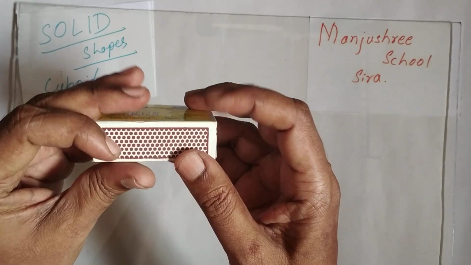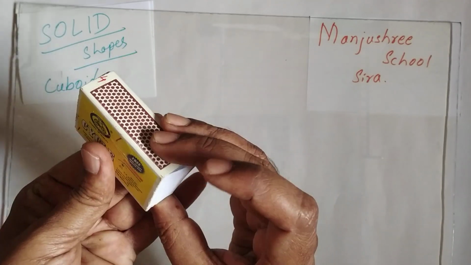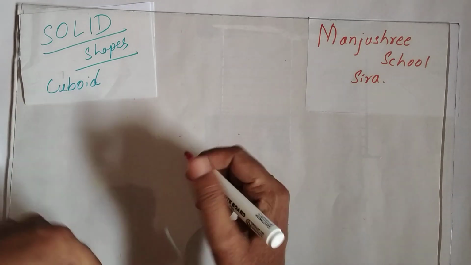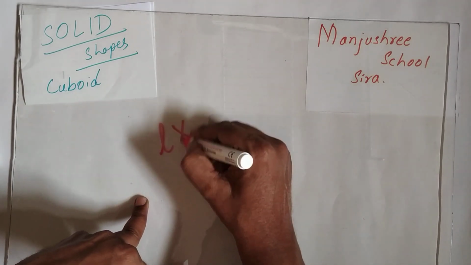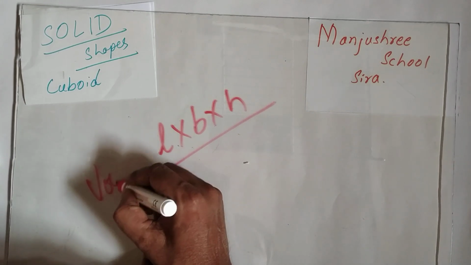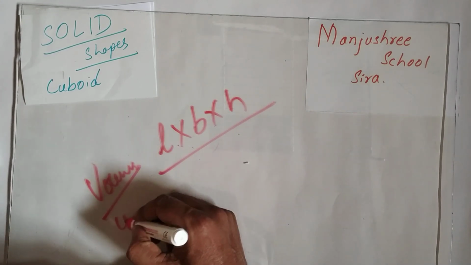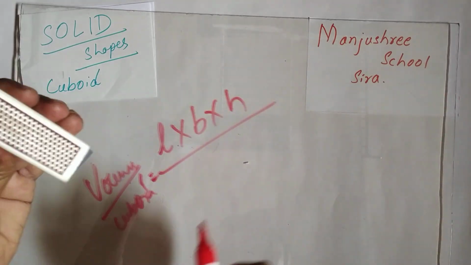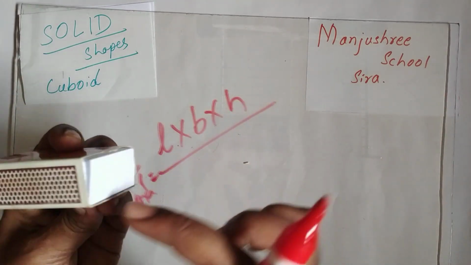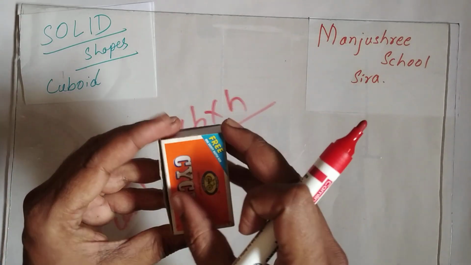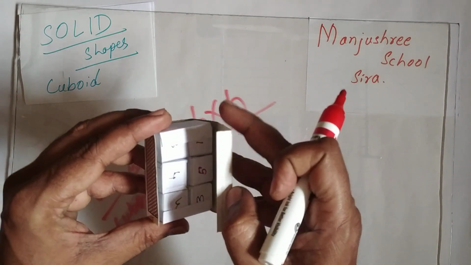I think you can see how to find the volume. To find the volume, we always use the formula length into breadth into height. This is to find the volume of a cuboid. So you can see length, breadth and height. So I'm just going to open this.